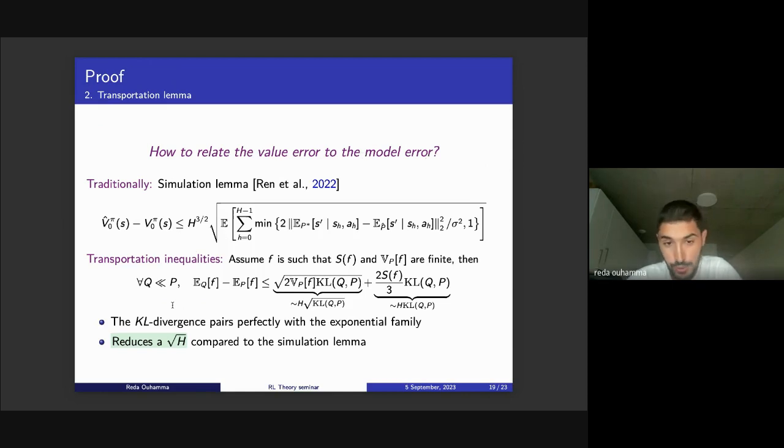Also, as a bonus point, the KL divergence actually pairs very well with the exponential family, since the KL of an exponential family linearizes the exponential family. So the takeaway is that this is a nicer way of handling this transition, and it reduces the square root of H compared to using the simulation lemma.